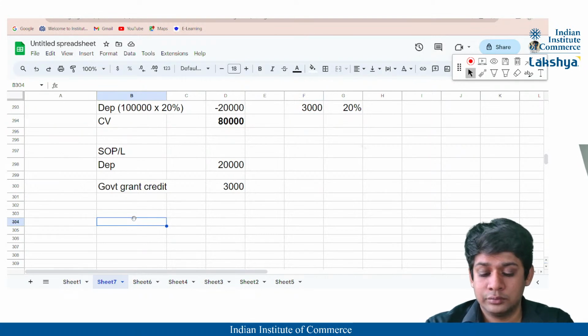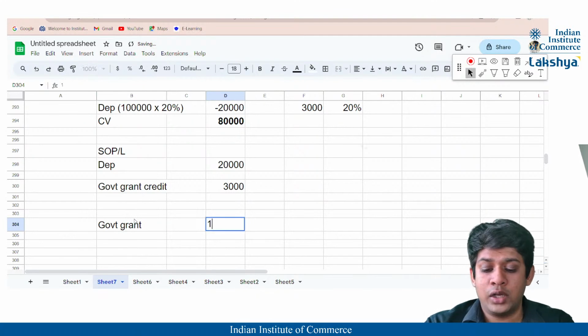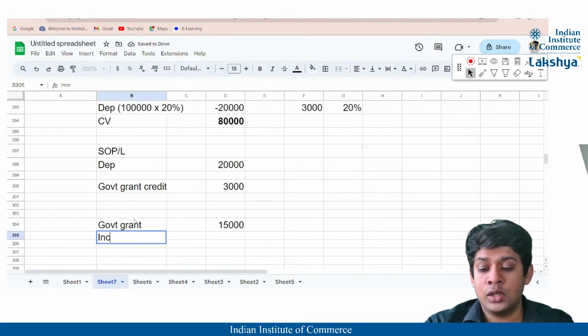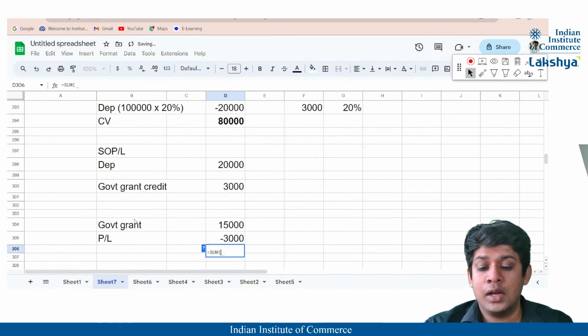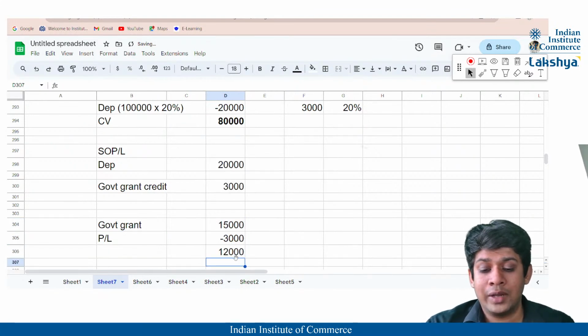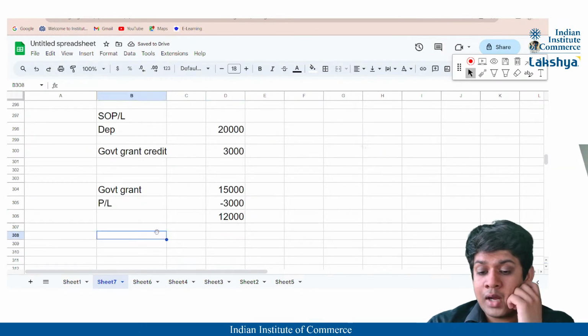simply understanding, government grant in total was 15,000. 3,000 is allocated this year into the P&L. So the remainder is 12,000 pending, right?